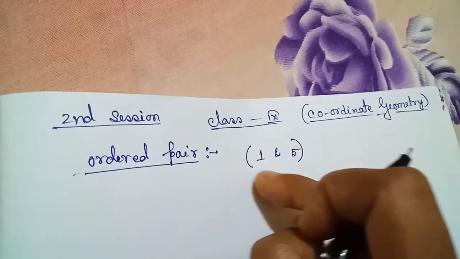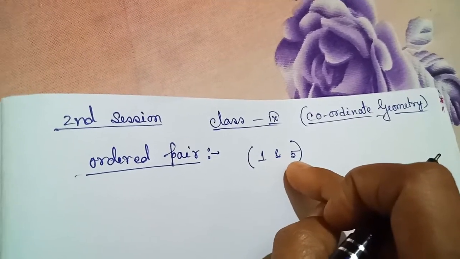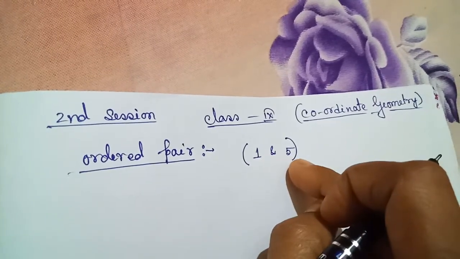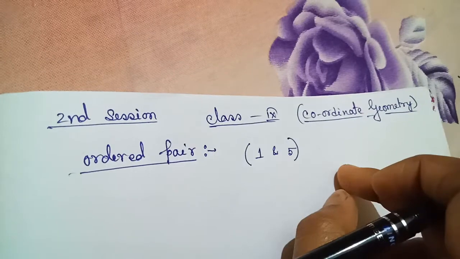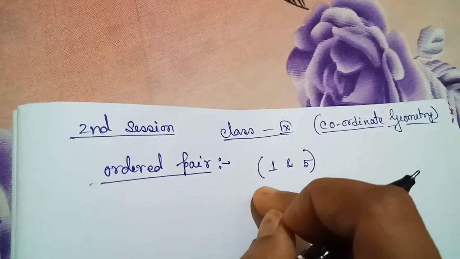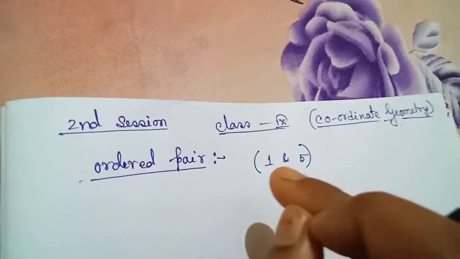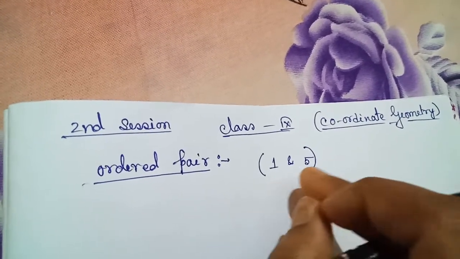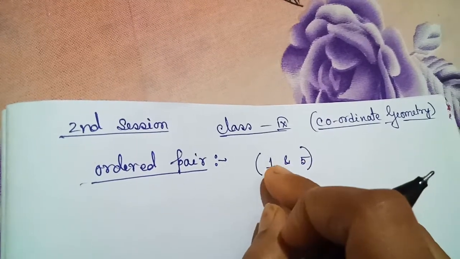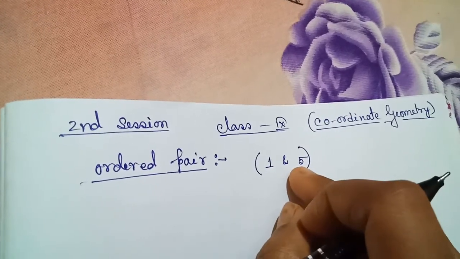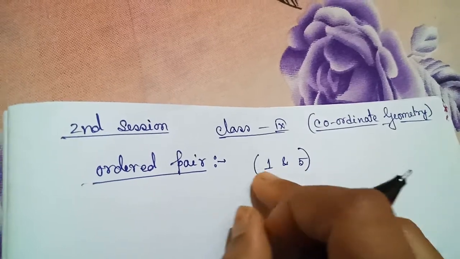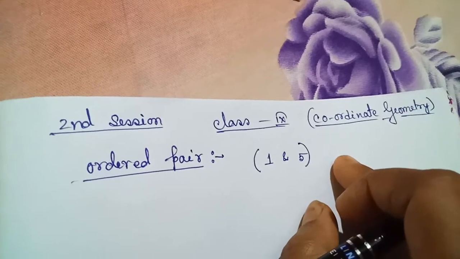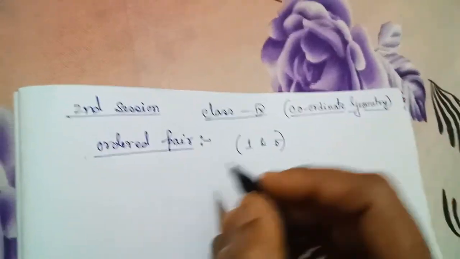But here they will not be ordered, because if somebody is telling that in the pair 1 and 5 are there, and somebody else is telling in the pair 5 and 1 are there, they both are actually telling the same. So for that reason, order of 1 and 5 don't matter here. That's why this is not ordered pair. It's a normal pair of two numbers. So what is ordered pair?